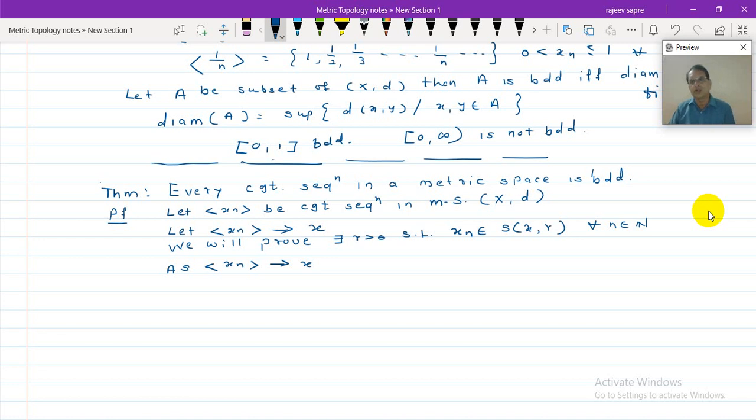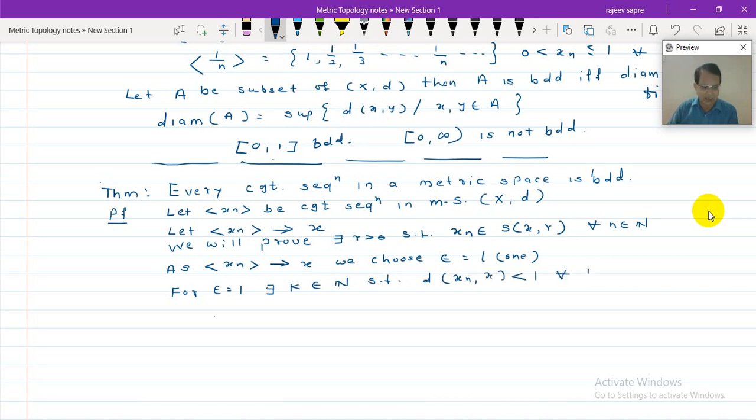So use the definition: for every epsilon greater than 0. So we choose epsilon as, say, 1. When xn is converging to x, the definition of convergence is true for every epsilon, so I take deliberately epsilon equal to 1. So for epsilon equal to 1, there exists k belonging to the set of natural numbers such that the distance between xn and x will be less than 1 for all n greater than or equal to k.